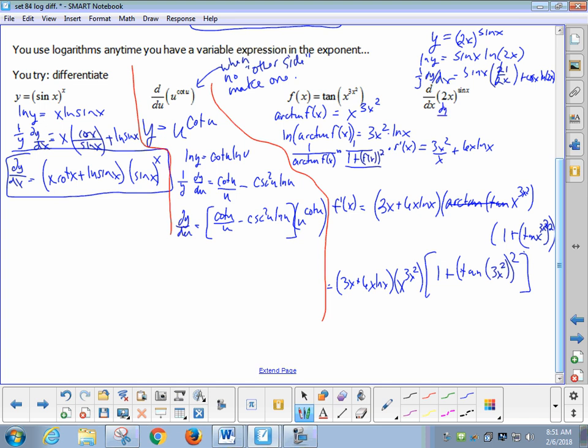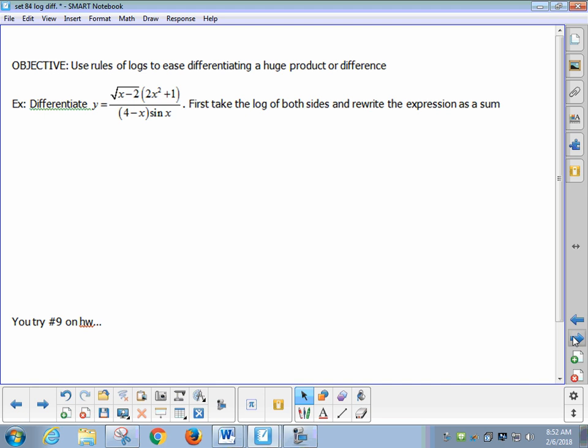So dy dx is sine of x over x plus cosine of x log of 2x, all of that quantity times the original y, which is 2x to the sine of x. These are far uglier than you'll see on an AP test, but I want you to be ready for the worst. All right, so that's actually one way to use logs for derivatives.